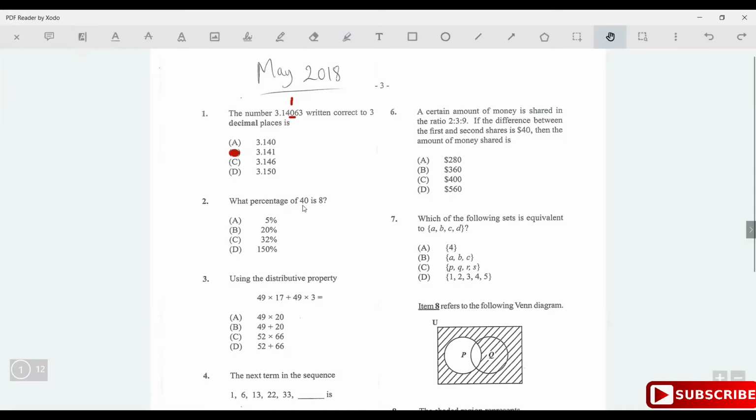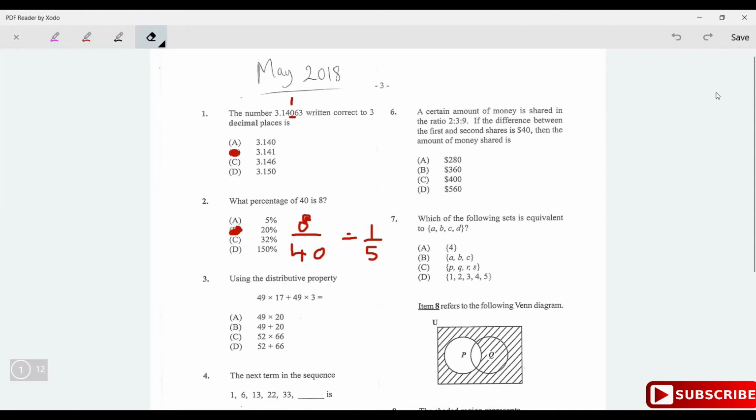Then it says, what percentage of 40 is 8? All right, what percentage of 40 is 8? So pretty much all you're going to do is work out what is 8 divided by 40, 20%, which is B. Nice. Easy question.